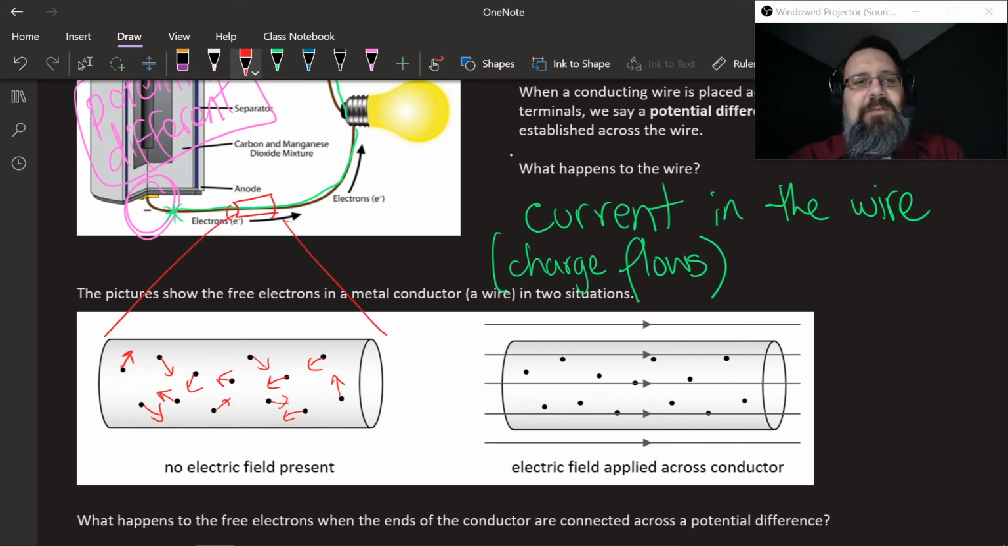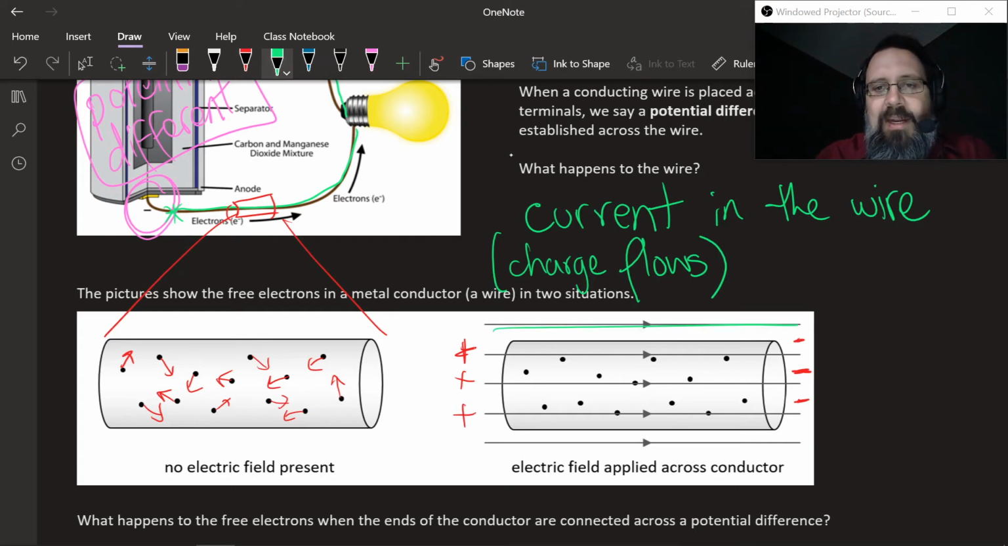So what happens is if you connect that wire, so you put the negative side over here, and then you put the positive side over here. If you connect that wire across the terminals of the battery, an electric field will be created inside the conductor. And that electric field is pointing to the right.